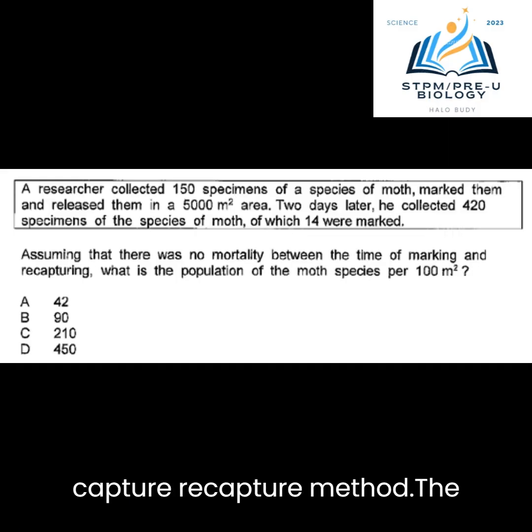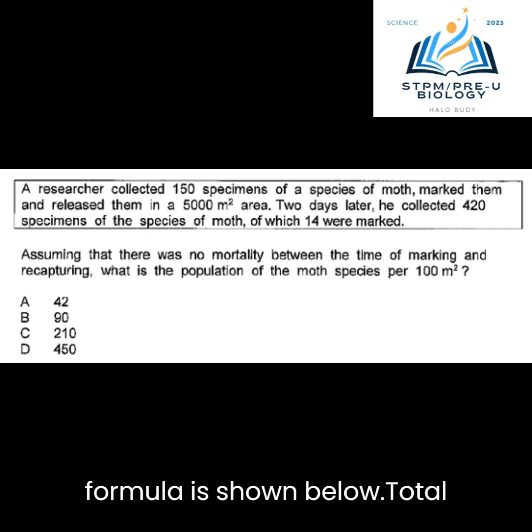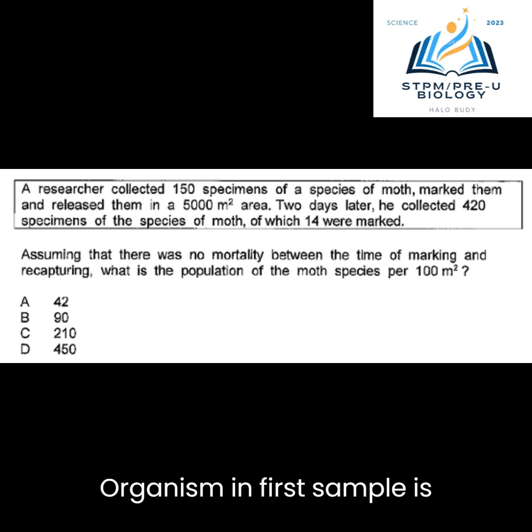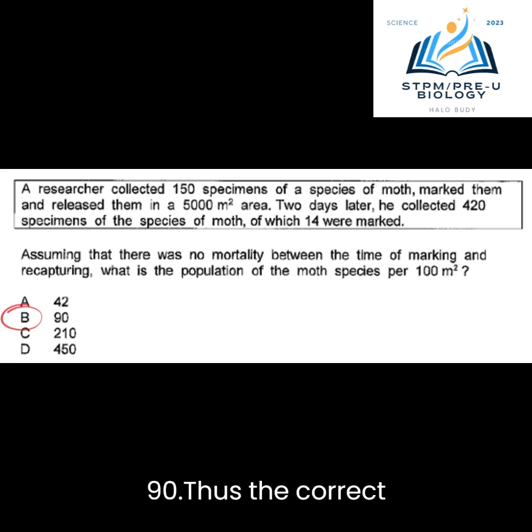This is a quantitative calculation question of the capture-recapture method. The formula is shown below. The total organisms in the first sample is 150 and the second sample is 420. The marked sample is 14. The population in 5,000 square meters is 4,500. However, the question requires 100 square meters. Hence, the population in 100 square meters is 100 divided by 5,000 times 4,500, equal to 90. Thus, the correct answer is B.